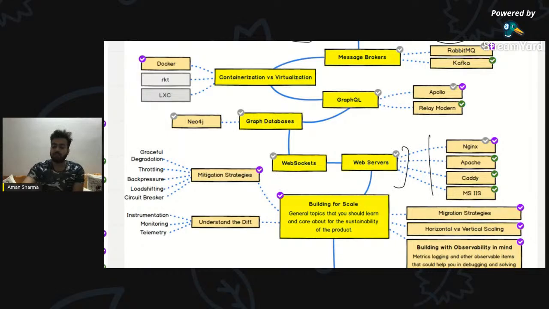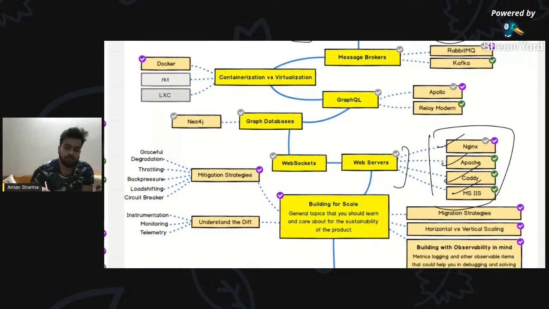And then you have different web servers on the server side, which are used to render your application. Nginx, Apache, Caddy, and Microsoft IIS are popular ones. Most probably, if you use PHP, you use Apache. If you use something like JavaScript and Node.js, you use Nginx. So this comes pre-built with the web servers. It's like the operating system of your web application.